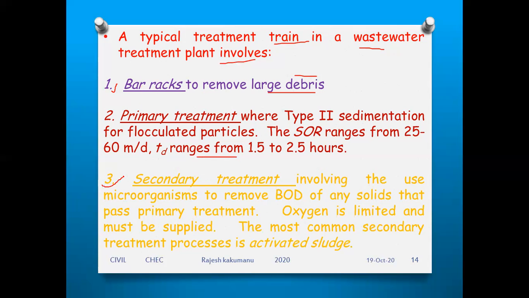So the third point involves the use of microorganisms to remove the biological oxygen demand of any solids that pass primary treatment. So the water that passes primary treatment is used for secondary treatment, for what? For removal of BOD by using microorganisms. Oxygen is limited and must be supplied. The most common secondary treatment process is the activated sludge process. So this will be discussed in the next coming topics. The activated sludge management is a separate topic.